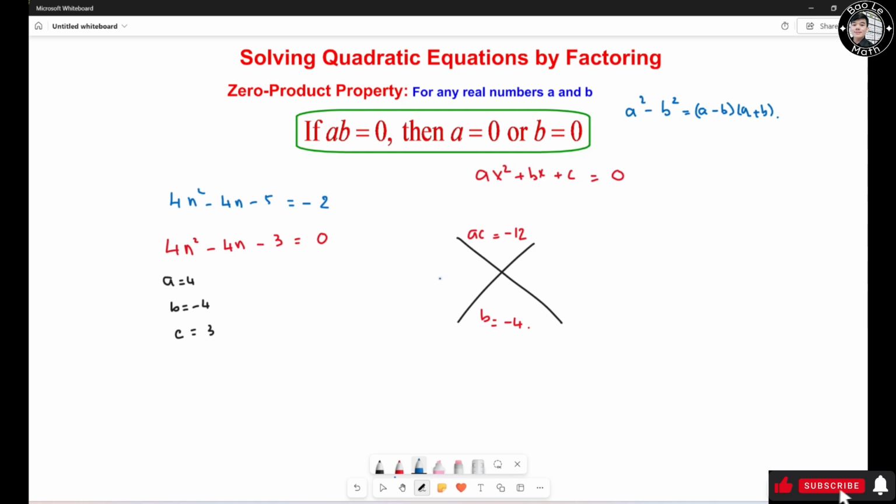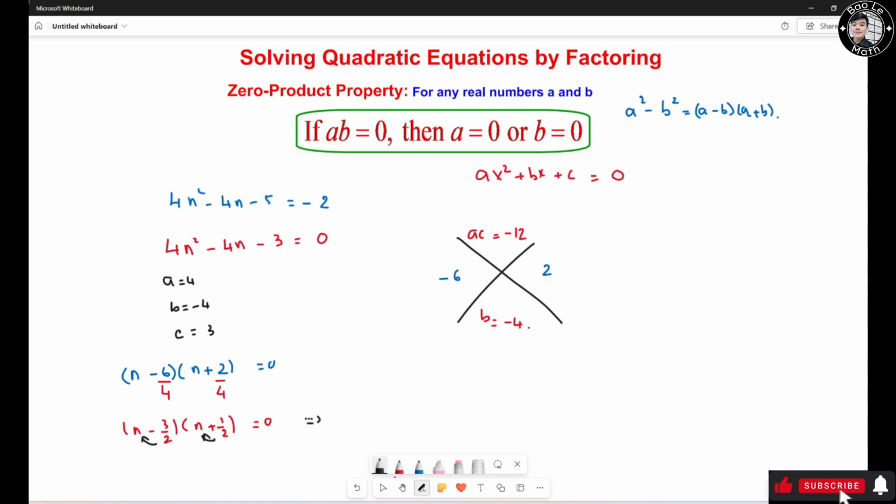So it's going to be negative 6 and 2, right? So this can be written as n minus 6 times n plus 2 equal to 0. Now keep in mind, this is not the final factor form. You need to take the constant right here and divide by a, which is 4. So divide this by 4 and simplify. This turns out to be n minus 3.5 times n plus 1/2 equal to 0. Now you either leave it like this or you just multiply it out.